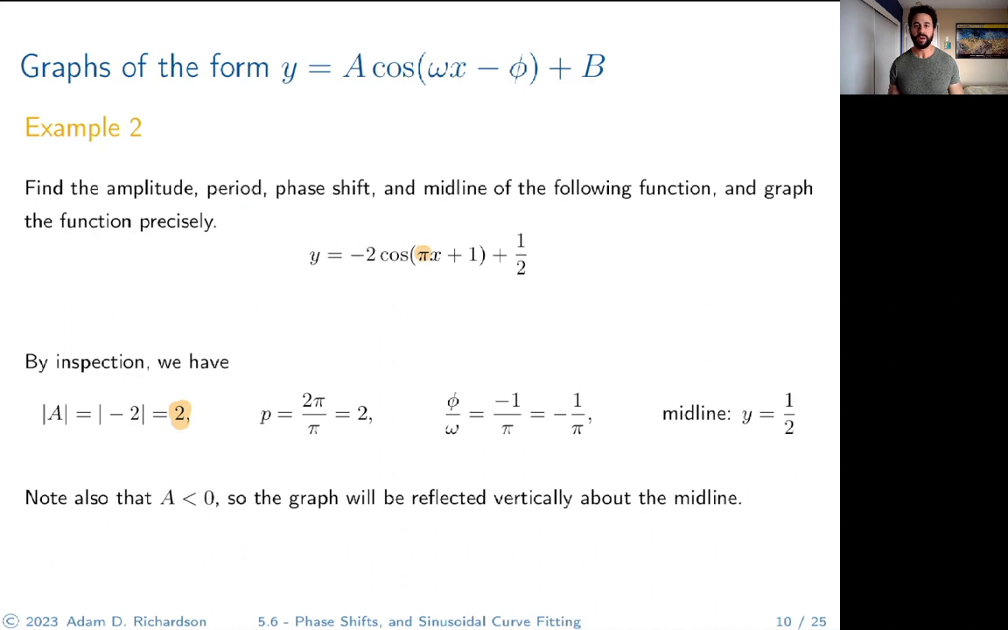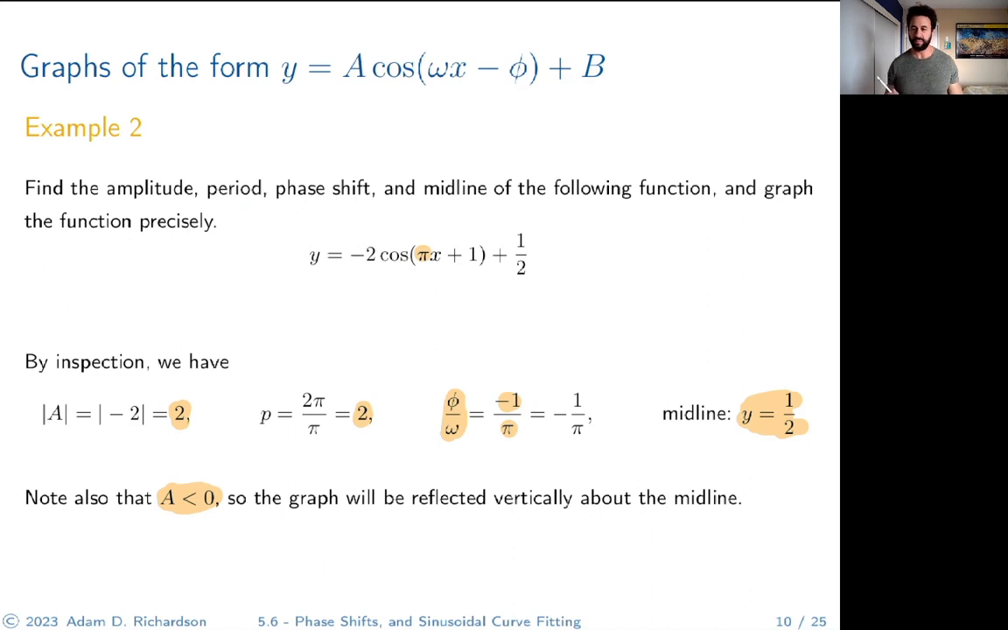So when we do 2 pi divided by pi, we get that our period is 2. And then phi over omega, the phase shift, is going to be -1 over pi, for the reason I was saying in the previous slide. And then the midline is y equals 1/2. And then lastly, this note at the bottom is what I had mentioned earlier: because A is negative, we know this graph is going to be flipped vertically about the midline.